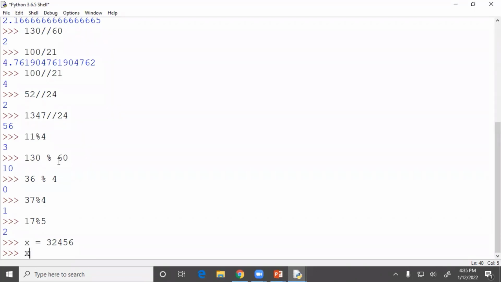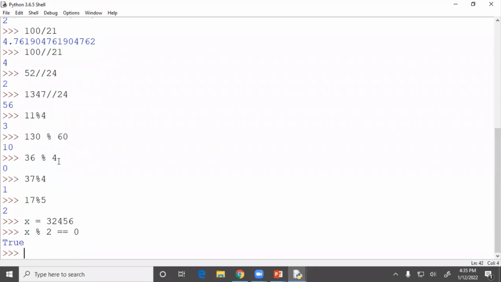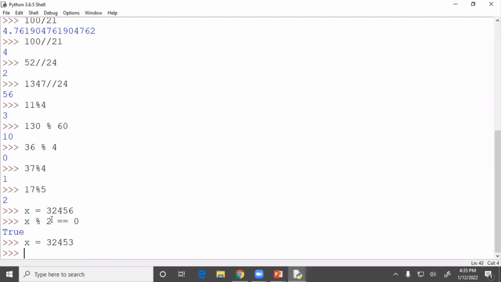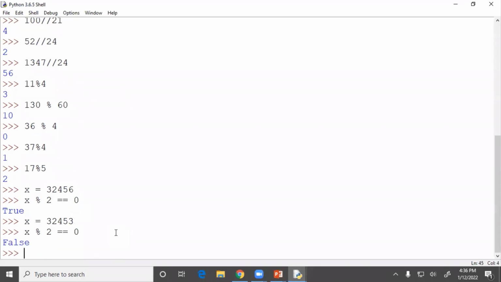So I would say if x modulus 2 is equal to 0, what does this mean? It means x is going to be even. So as you can see, x ends with 6 and 6 is even, so it's going to be even. If I say, for example, the same number, but instead of 6, let me say 3, what do you expect is going to happen now? The answer is going to be false.